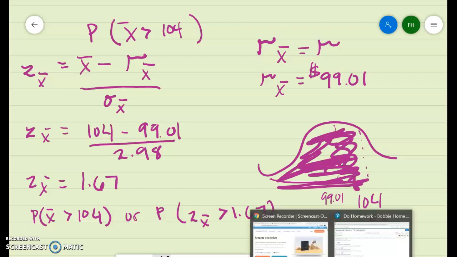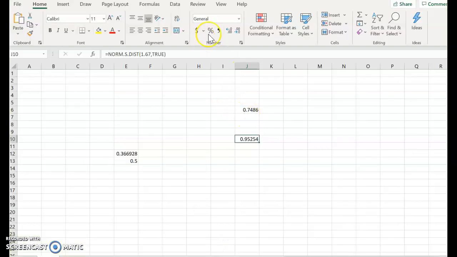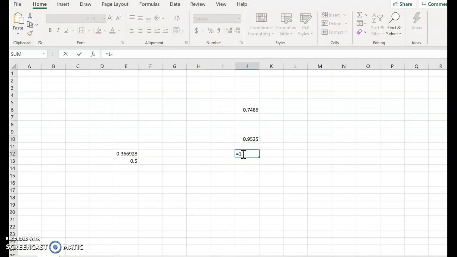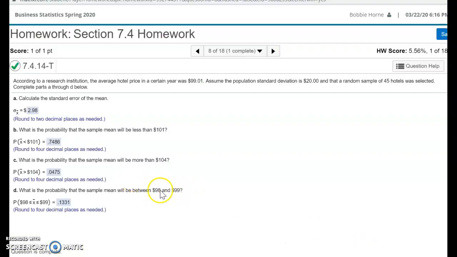So if we want the greater than side, we have to do 1 minus 0.9525. So 1 minus 0.9525 would be 0.0475. So remember, you have to do 1 minus 0.9525 to get 0.0475. Now, the last part to this problem is when you're doing in between 98 and 99.